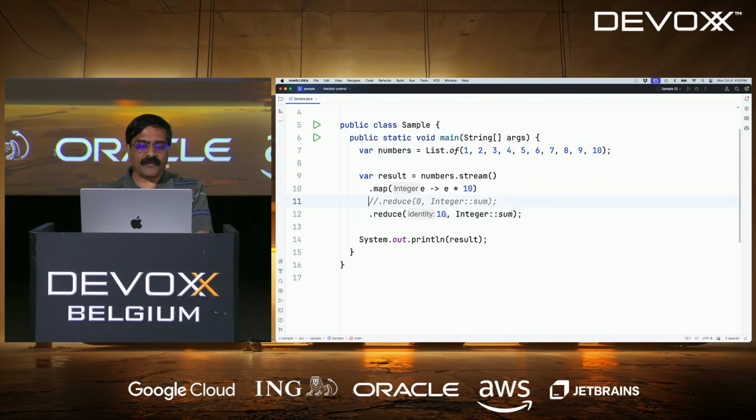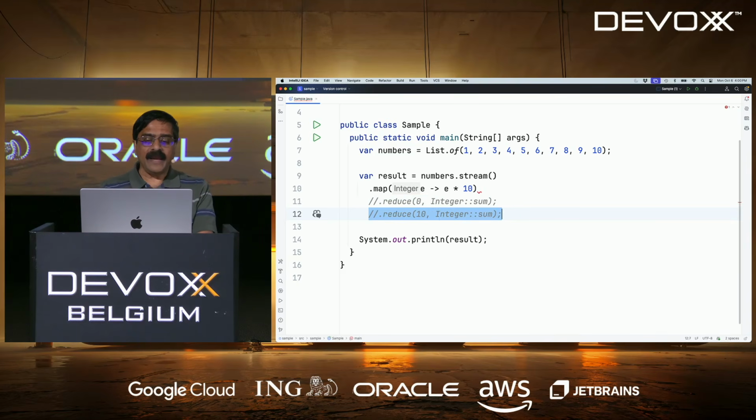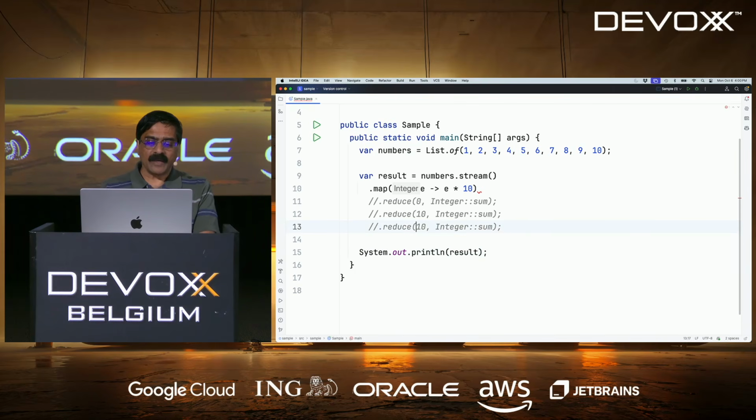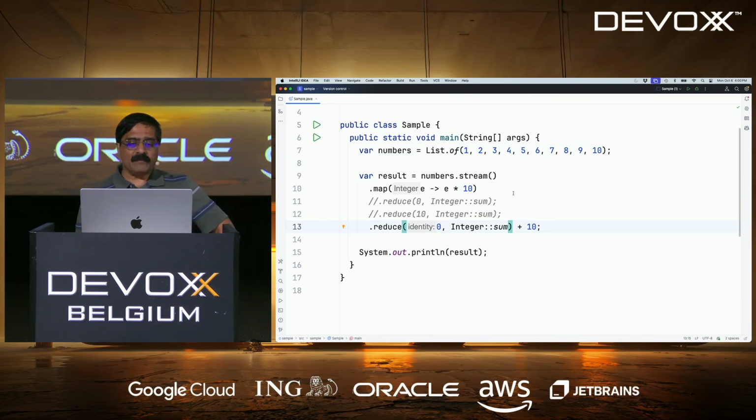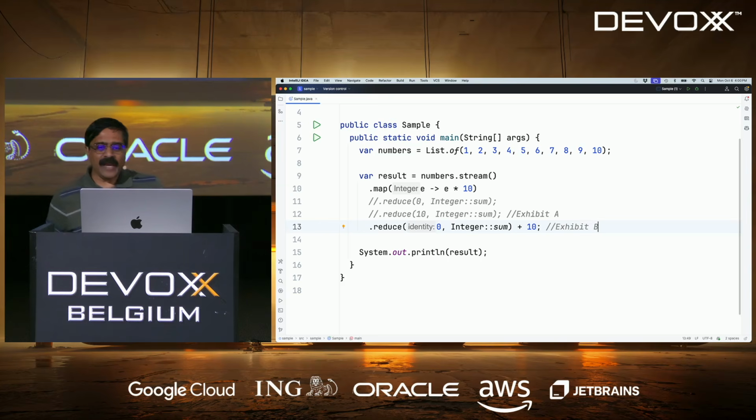Another option you can think of is not do that, but instead say reduce with a 0 as we did, like so, and do a plus 10. So right there, that's going to be a result of 560 as well. So my question is, this is exhibit A, and this is exhibit B. So the question is, should I choose A? Should I choose B? Or, dude, it doesn't matter. On Wednesdays, you can choose one. Tuesdays, you can choose another. What do you think?